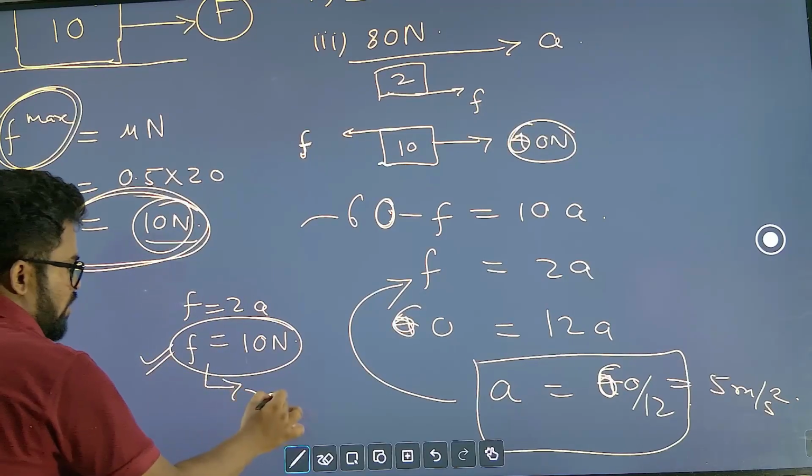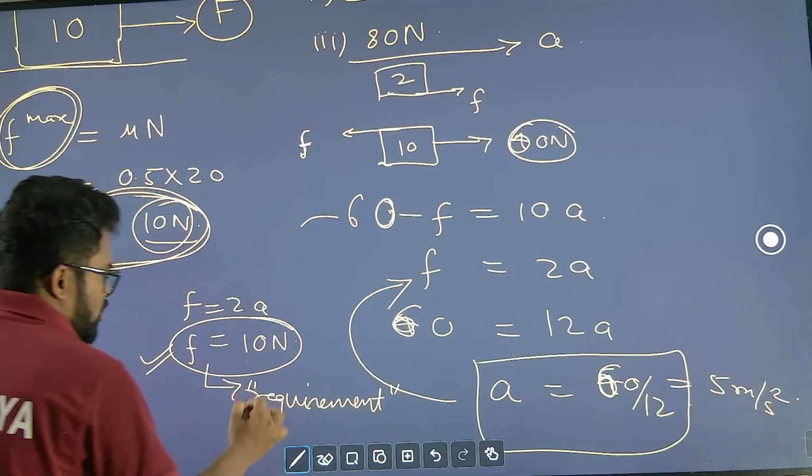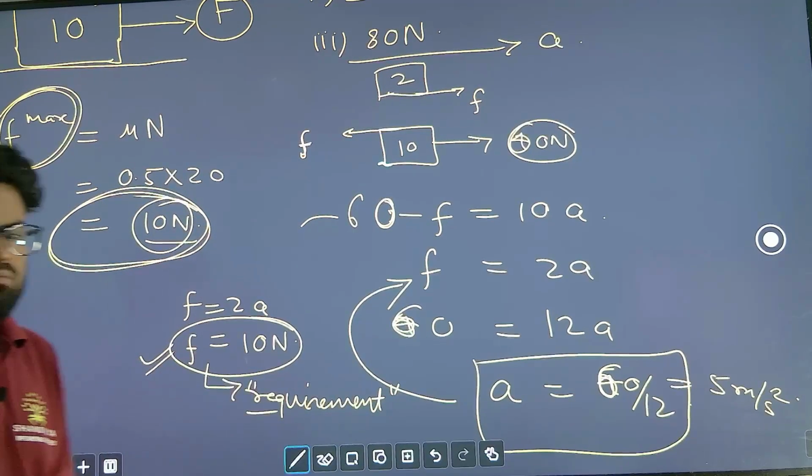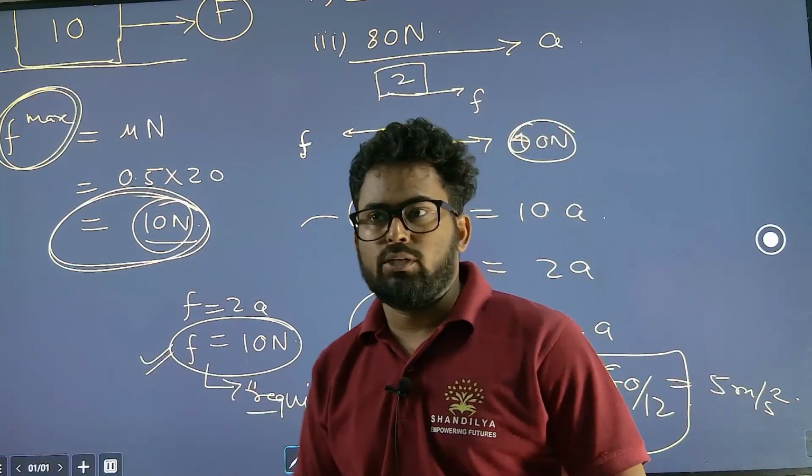This is our requirement. For what? To take the blocks together. Because that's what friction would do. It would try to prevent the sliding motion between the two particles. So it would try its best.